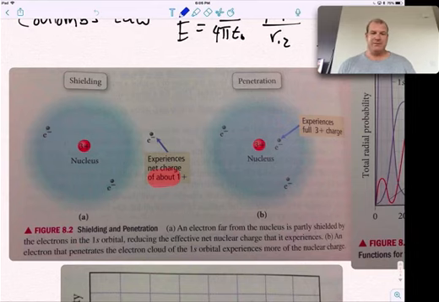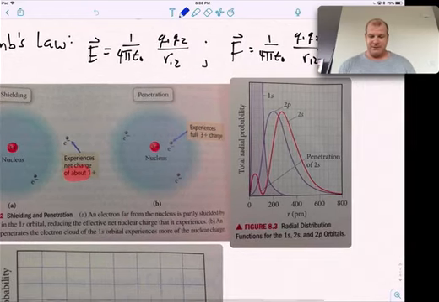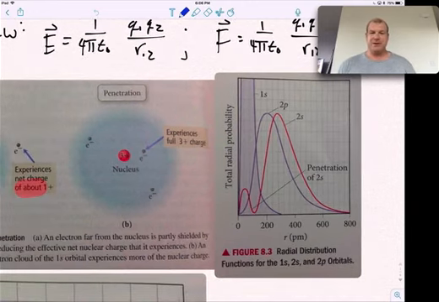The other issue is that the other electron can penetrate a little bit through that, especially in the s orbitals. If you look at the radial distribution of 2s and 2p, that's what the penetration is, so that the shielding does not have as much of an effect on the s orbitals as it does on the p's and the d's because of that penetration.